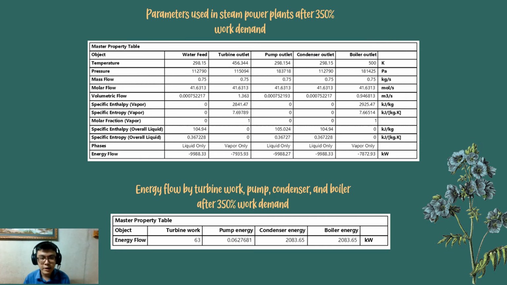Moving on to the parameters used in steam power plants after 350% of work demand. As we can see from the table, the temperature throughout the cycle is the same as the normal operation, which is 298.15 Kelvin, 456.34 Kelvin, 298.15 Kelvin, 298.15 Kelvin, and 500 Kelvin.